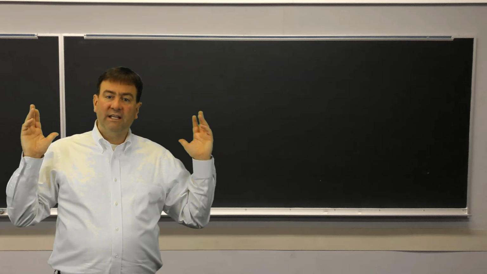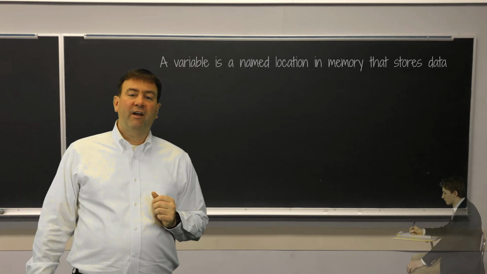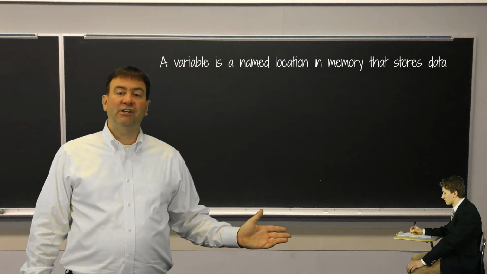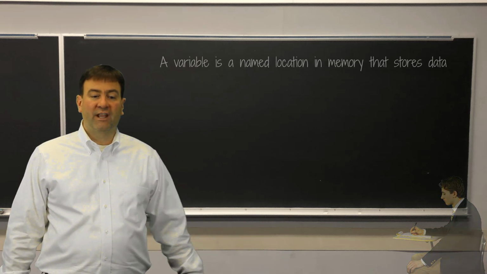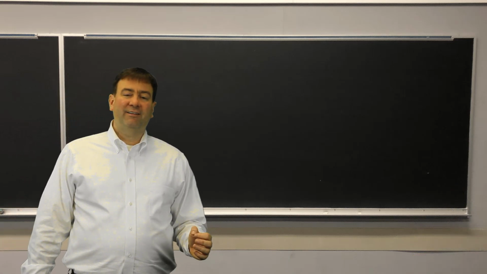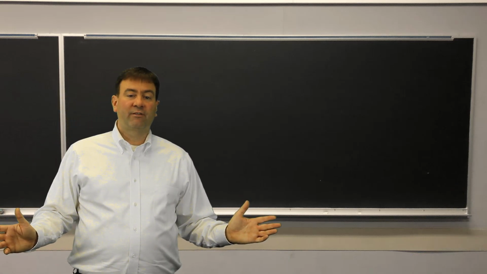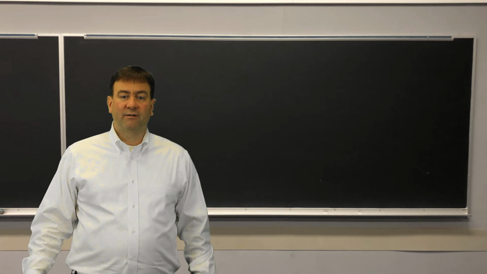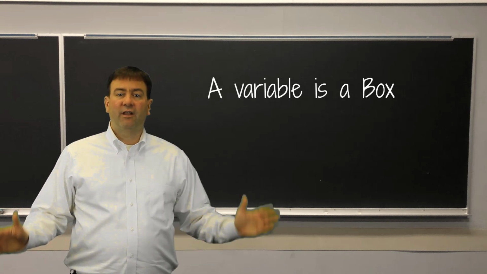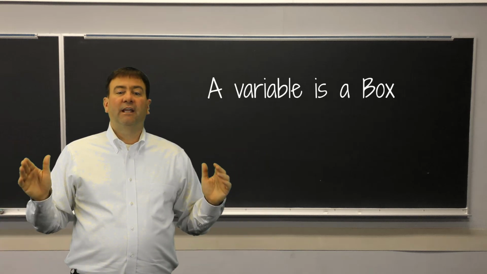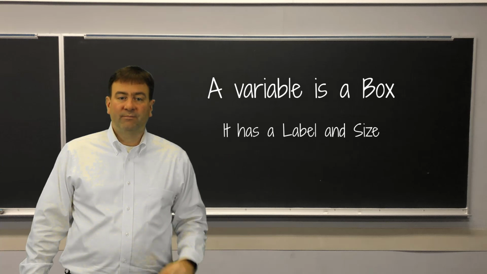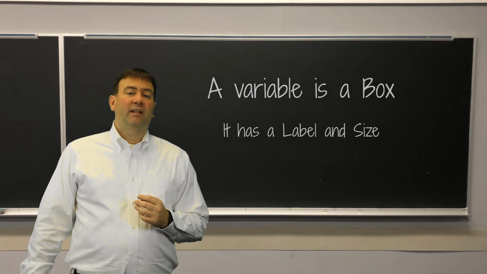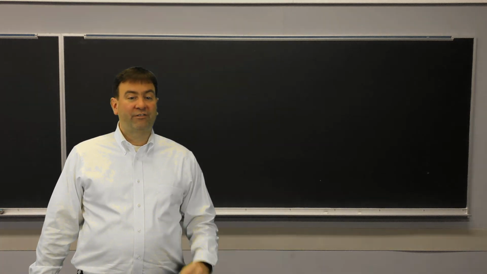So what is a variable? A variable is a named location in memory that stores data. I realize that's a little vague and complex, so here's a simpler definition. A variable is a box. It's a box that has a label and a size. Let's take a little trip so you can see what I mean.